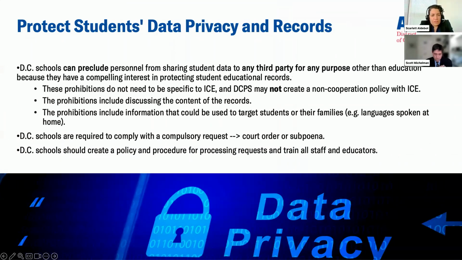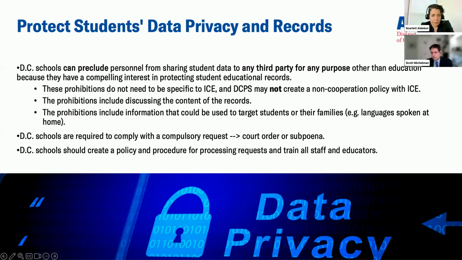So in protecting students' data privacy and records, it's really important to note that DC schools can preclude personnel from sharing student data to any third party for any purpose other than education, because generally the schools have a compelling interest in protecting student educational records. Now, it's really important to note that these prohibitions should not be specific to ICE, and that schools should not create a non-cooperation policy with ICE.